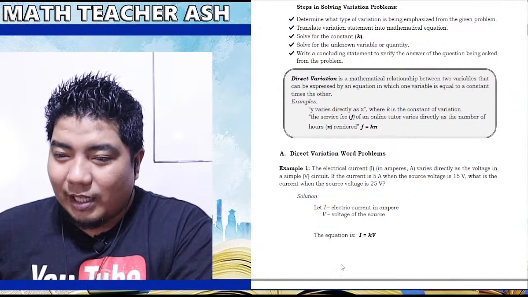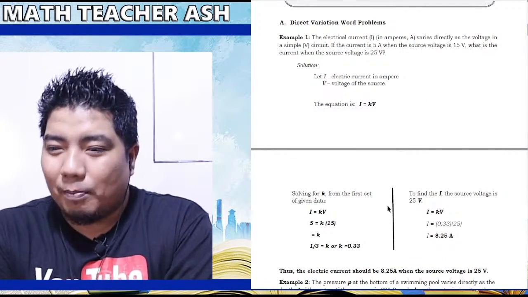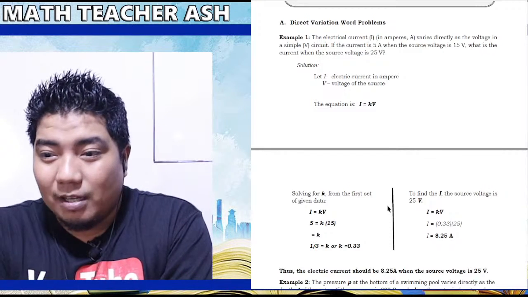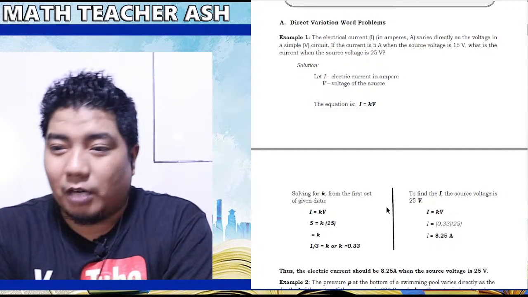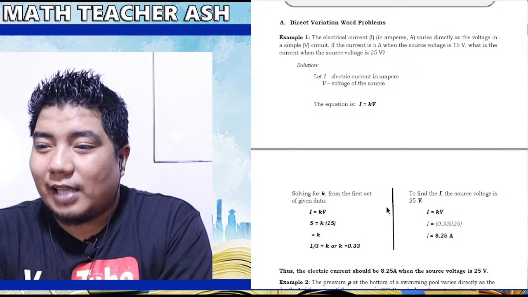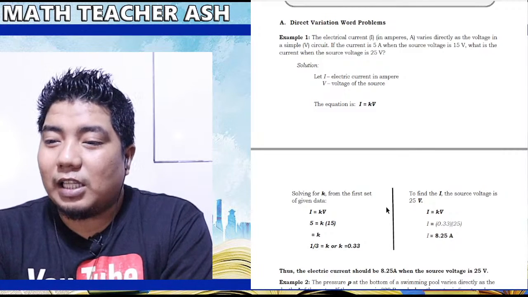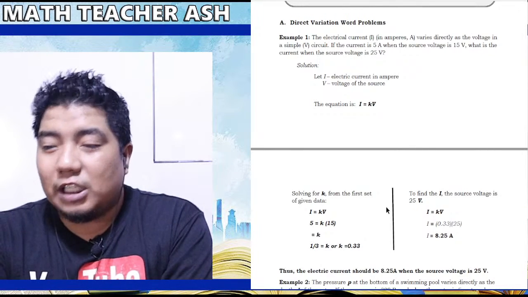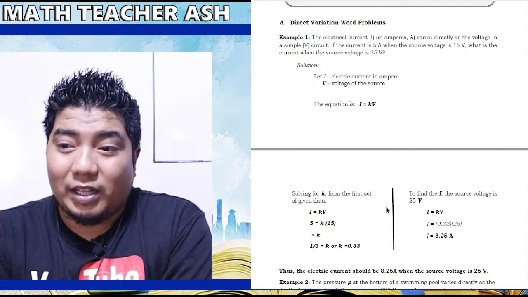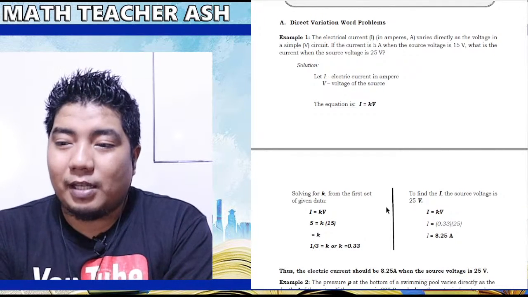So now we have here the certain problems. Okay, example number 1 sa direct variation, paano ba mag-solve? Okay, example dito. Example number 1, the electrical current given in the symbol I, current in amperes, which is the unit of measure, A, varies directly as the voltage in a simple circuit, capital V. If the current is 5 amperes, when the source voltage is 15 volts, what is the current when the source voltage is 25?